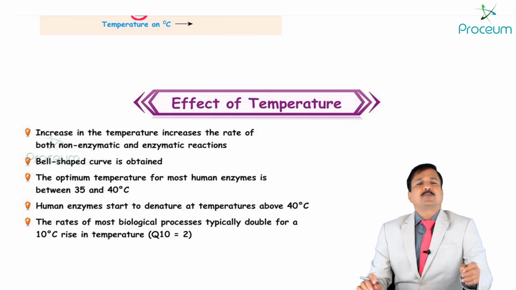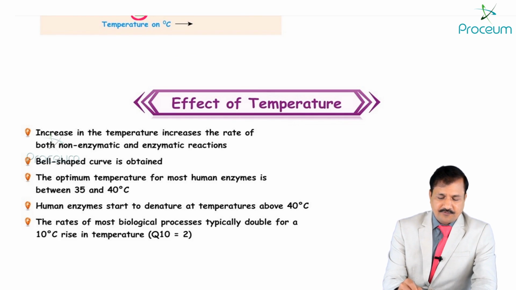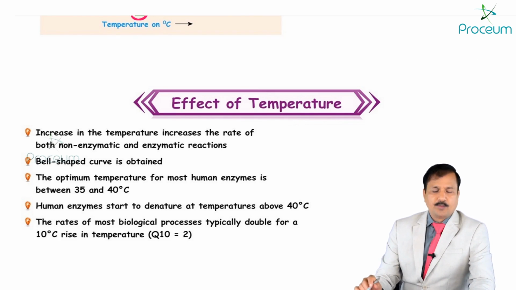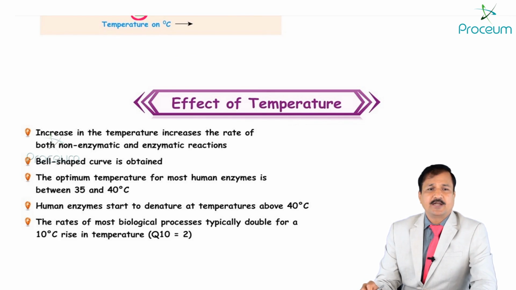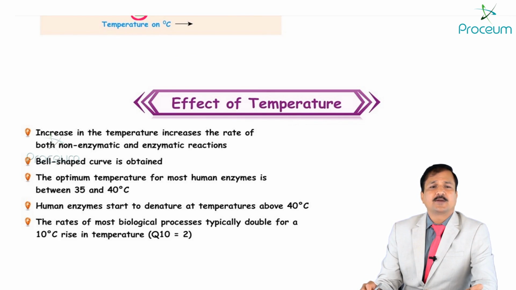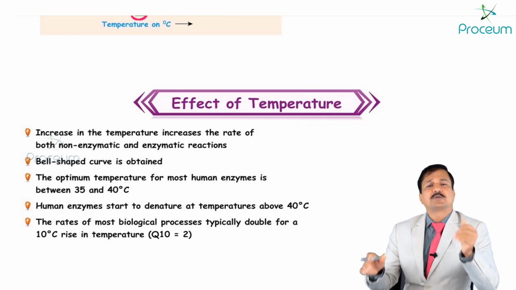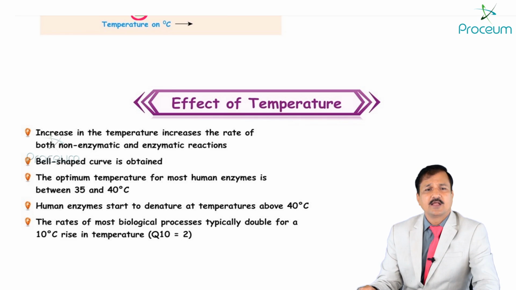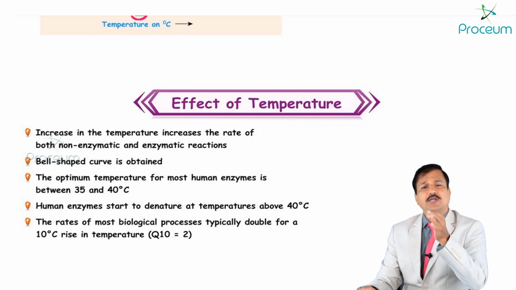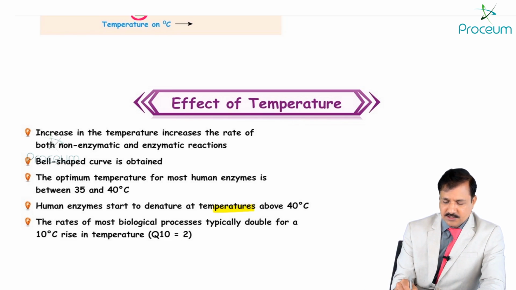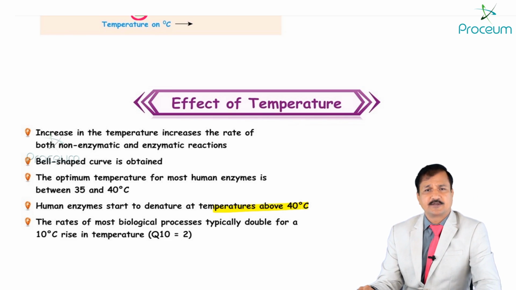Now the increase in the temperature increases the rate of both non-enzymatic and enzymatic reactions, and we are going to get that bell-shaped curve where the optimum temperature for most of the human enzymes is around 37 degrees centigrade. Of course, the range can be 35 to 40 degrees centigrade. So human enzymes start to denature whenever the temperature goes beyond 40 degrees centigrade.